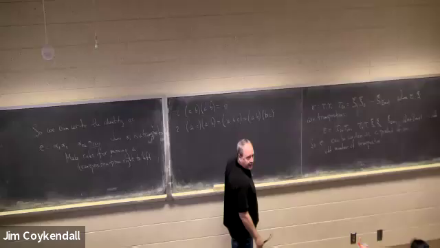This allows us to do the following. Define A_n to be the set of sigma in S_n such that sigma is even. This is called the alternating group.